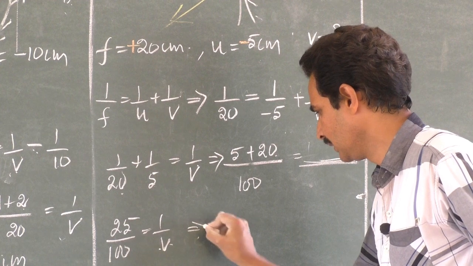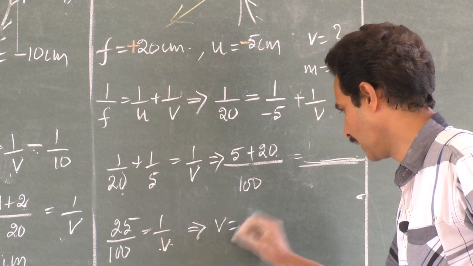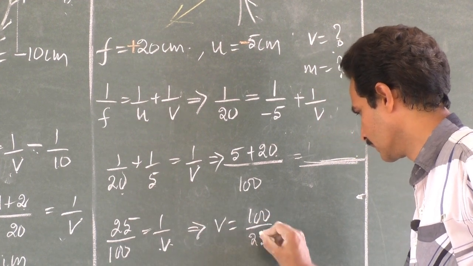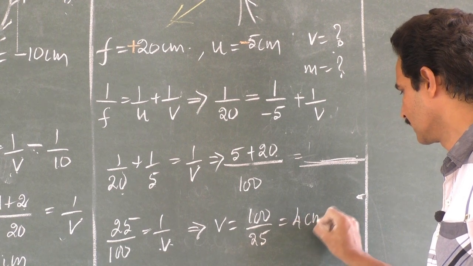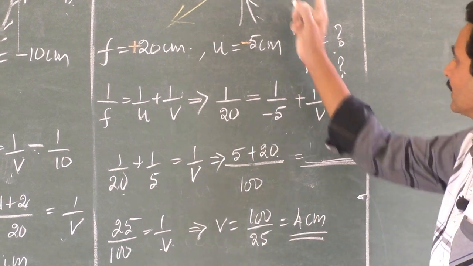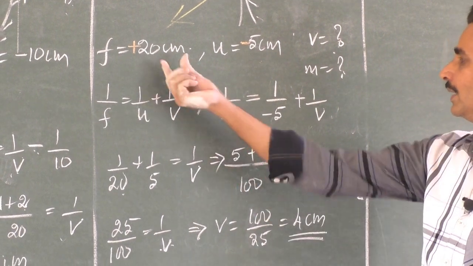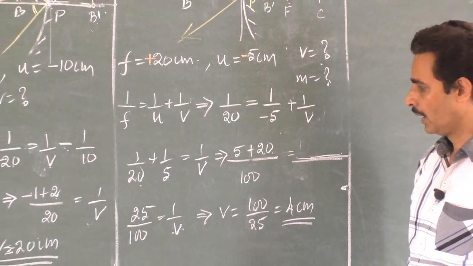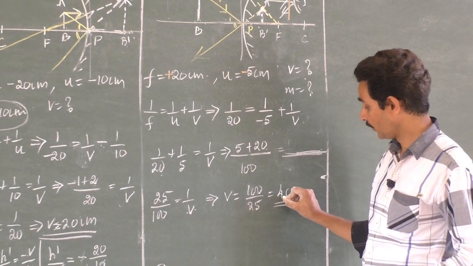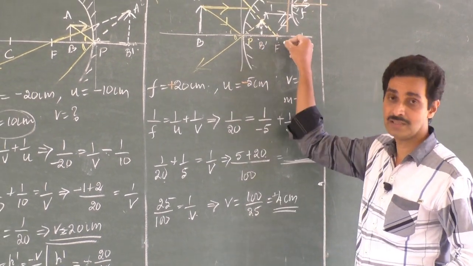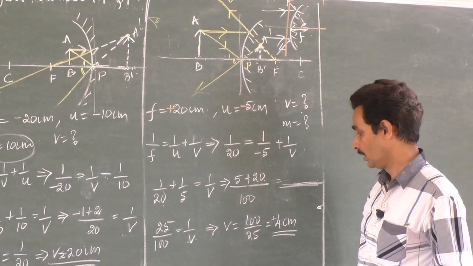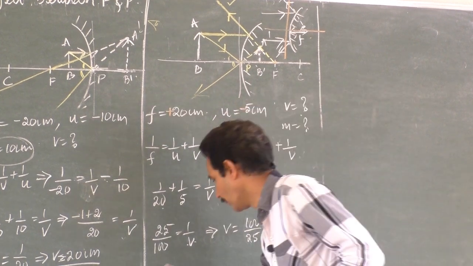What is V? V is equal to 100 by 25. That is 4 centimeters. Now, is this within the focus? Because even inside the convex mirror, it is formed within the focus. Yes, definitely. So the image is formed with a positive distance, which is within the mirror. It is positive.